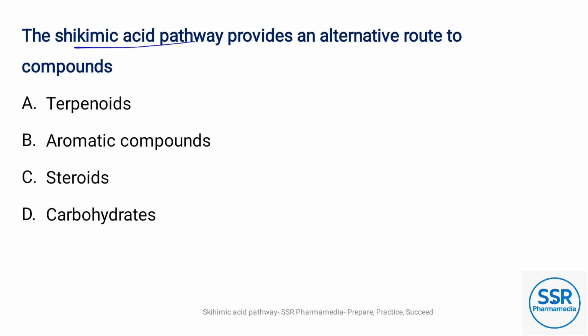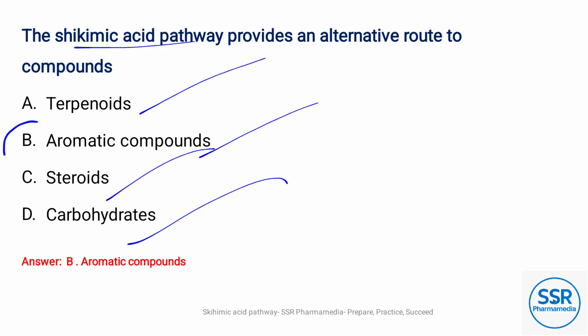The shikimic acid pathway provides an alternative route to which compounds? Option A, terpenoids. Option B, aromatic compounds. Option C, steroids. Option D, carbohydrates. So the answer is option B, aromatic compounds. These are all very important questions from the point of view of GPAT, MRB and drug inspector exams.